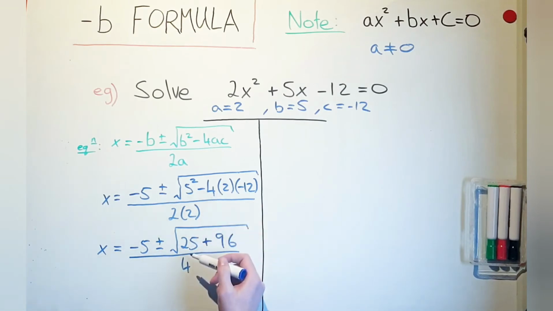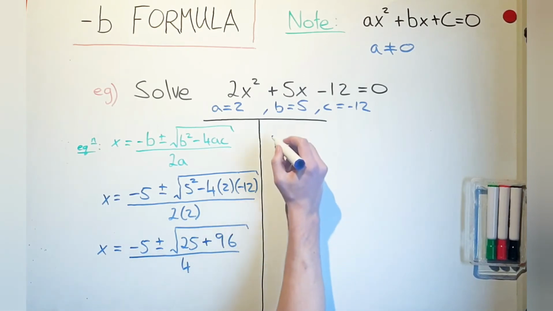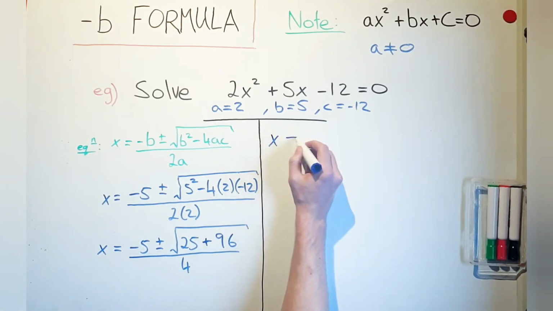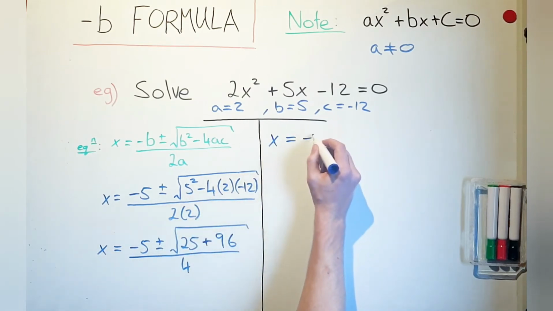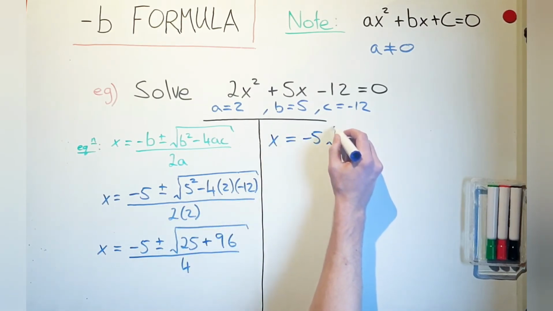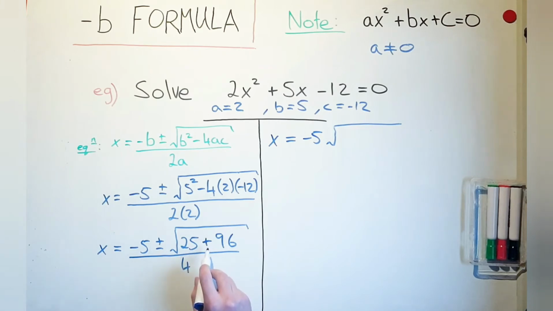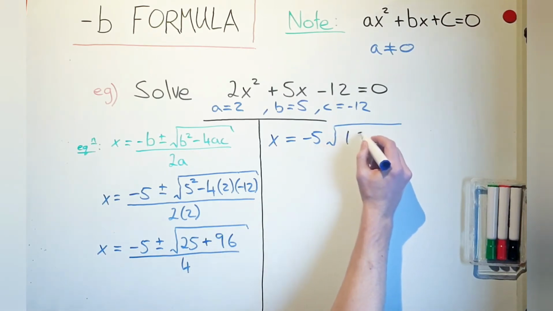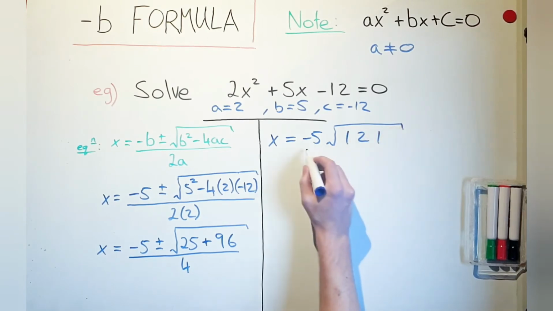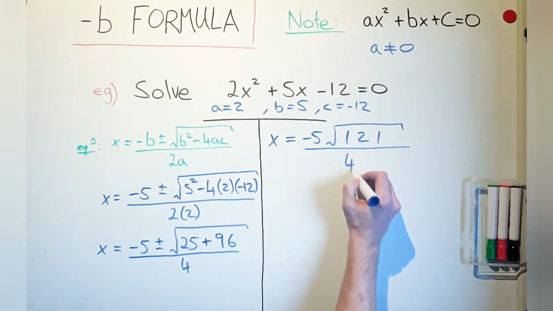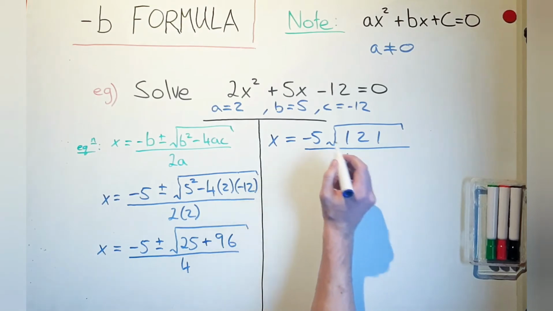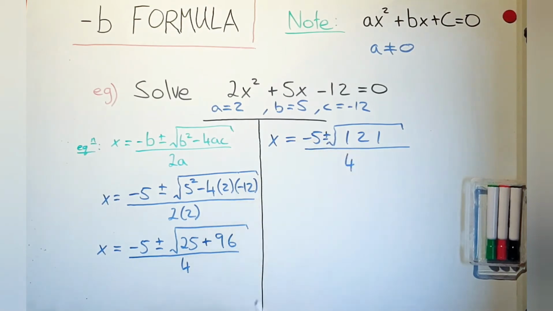Alright, so we've now simplified this a little further, so we'll just keep going. So x is equal, again we can't simplify that minus 5 any further. 25 plus 96 is 121, and that's all divided by 4. And don't forget your plus or minus there.